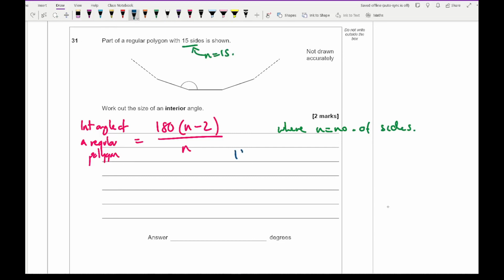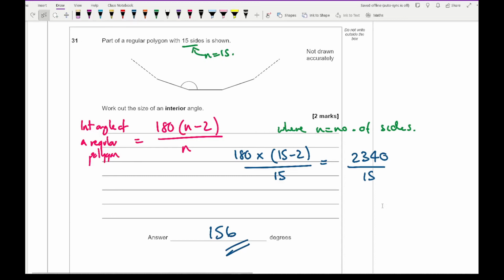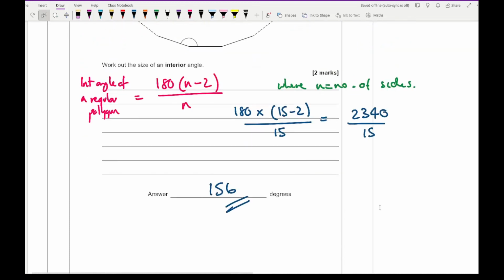So I've got 180 times (15 minus 2) all divided by 15, and that gives me an answer of 2340 divided by 15, which gives me an answer of 156 degrees, which kind of makes sense because this is an obtuse angle and I've got an obtuse answer. So it's all looking good. And that concludes the end of this paper.